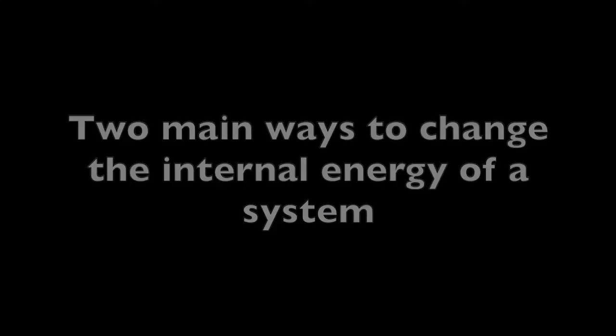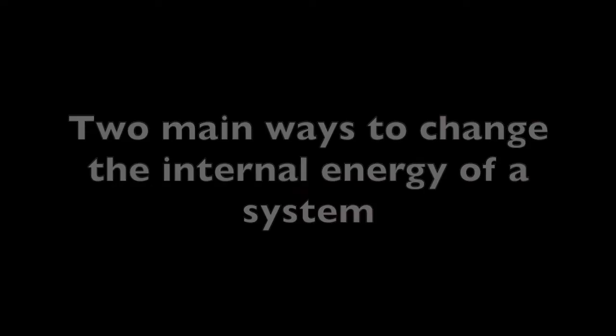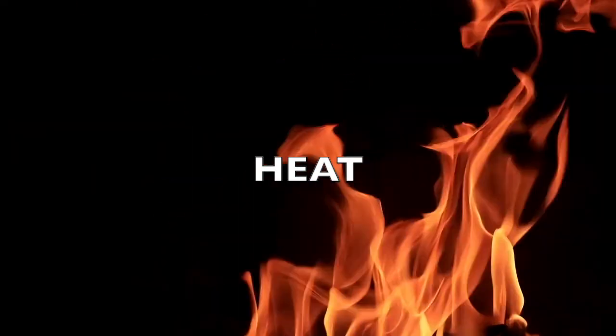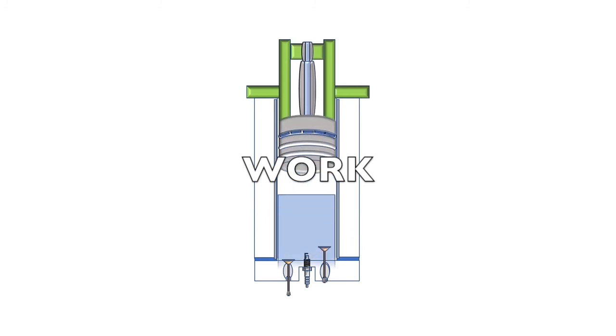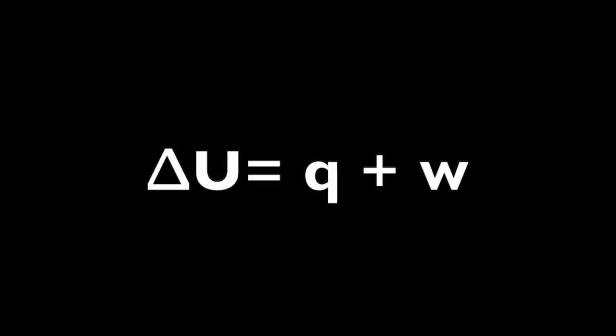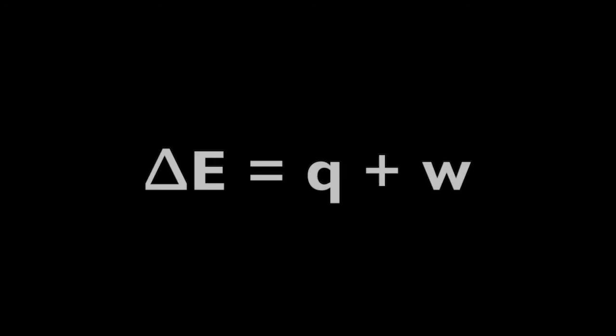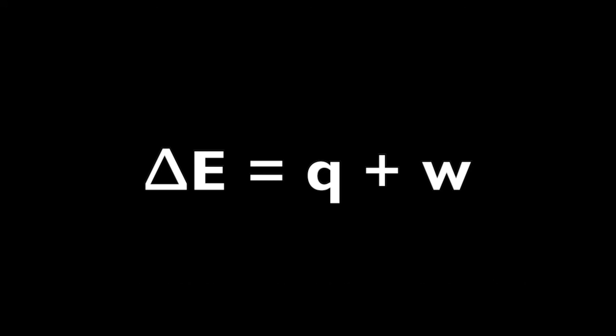So to recap, there are two main ways to change the internal energy of a system. The first one is to add or take away heat, and the second one is to do work on the system or have the system do work. This equation sums this up, where delta E equals the change in internal energy. You could also have a U there. And Q is heat and W is work. Now, you won't be tested on this, but I think it is helpful because you can see how changes in heat and work can relate to the energy of the system.